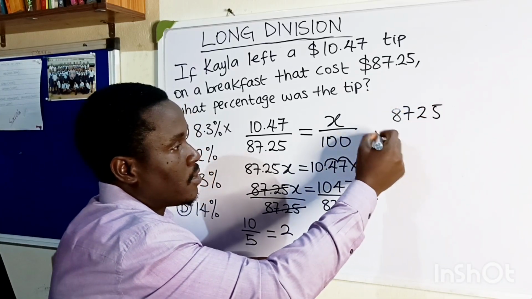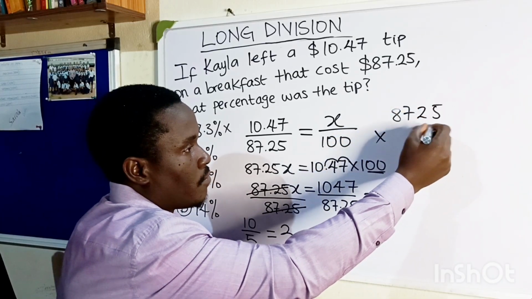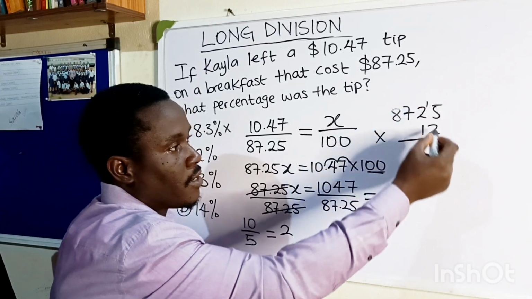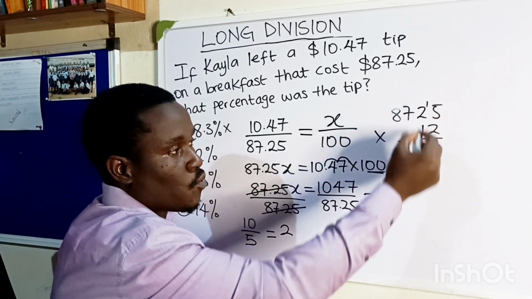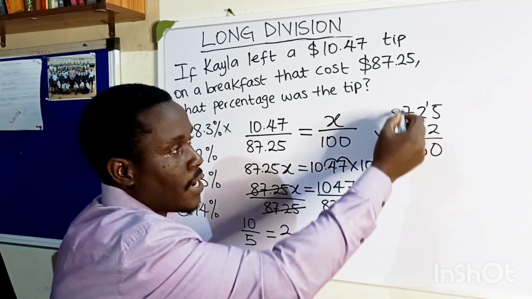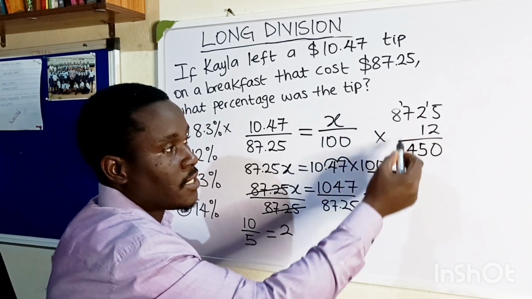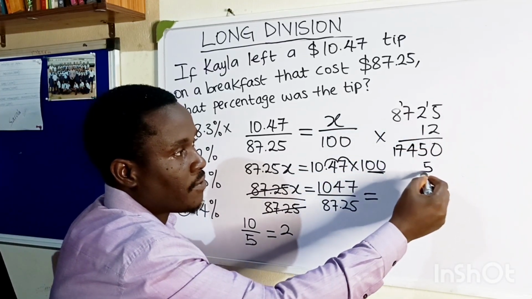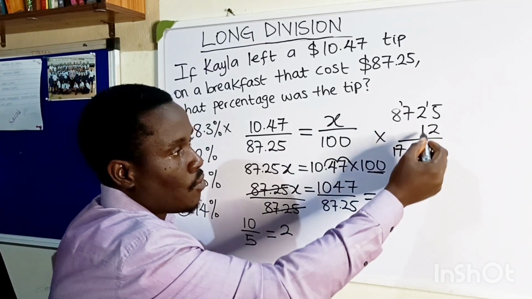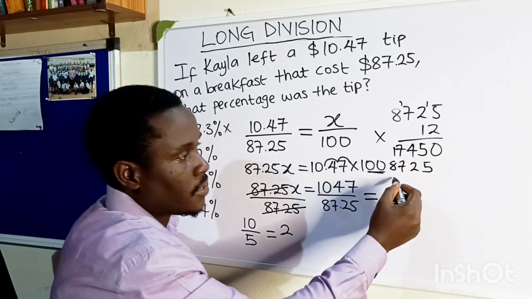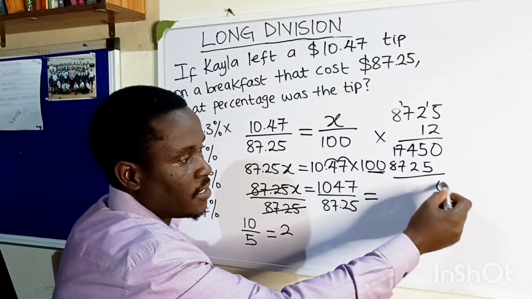8725 times 12. 2 times 5 is 10, so 0, we bring 1 here. 2 times 2 is 4, plus 1 is 5. 2 times 7 is 14. 4 here and 1 here. 2 times 8 is 16, plus 1, 17. 1 times 5 is 5. 1 times 2 is 2. 1 times 7 is 7. 1 times 8 is 8. 0 plus nothing is 0.